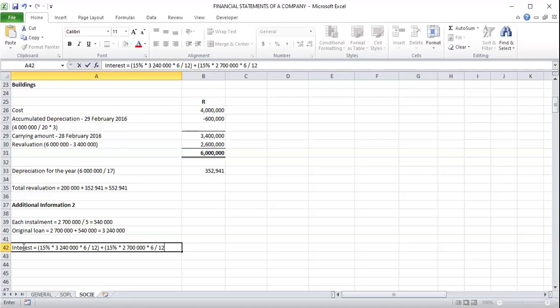So you should be very careful. As long as there was an installment made during the year, it will mean that a part of the interest is on a different amount. Why? Because part of the interest was paid for the loan before the repayment, which was the 3,240,000. Then after the repayment of 540,000, the loan was now 2.7.